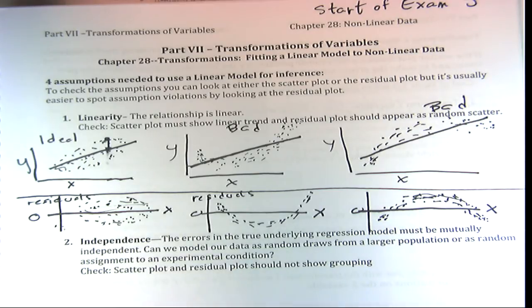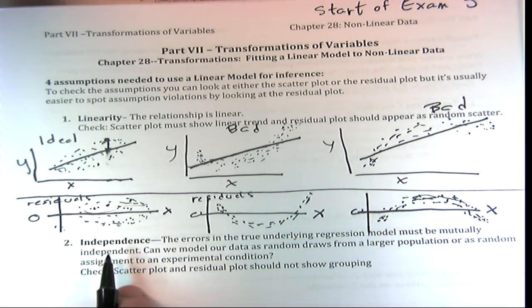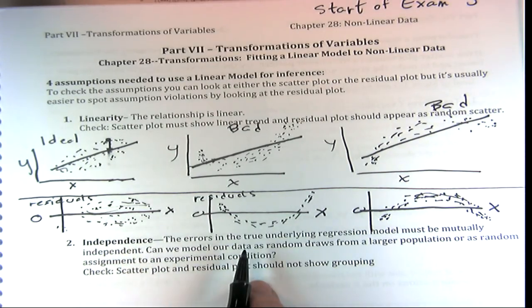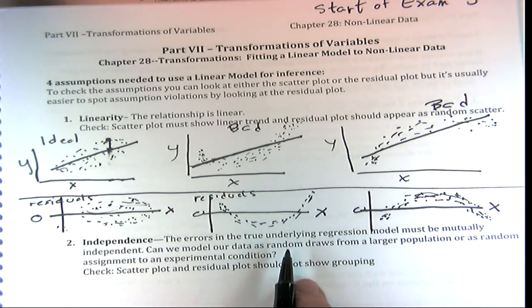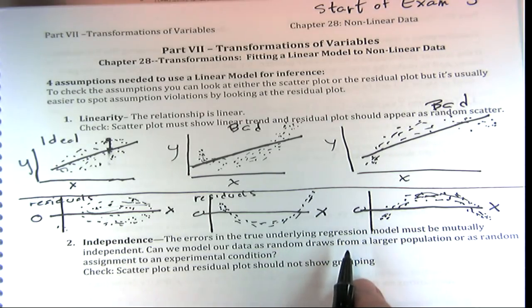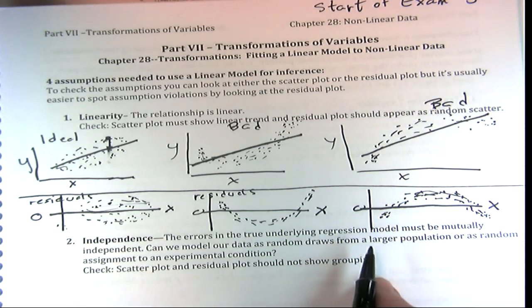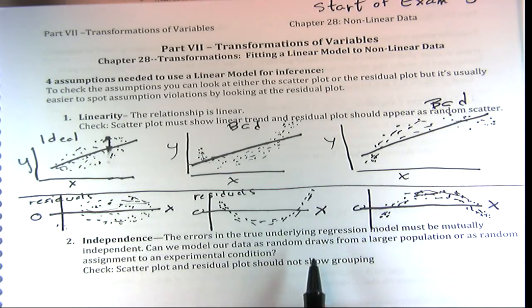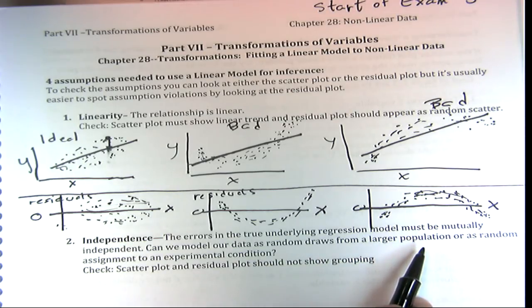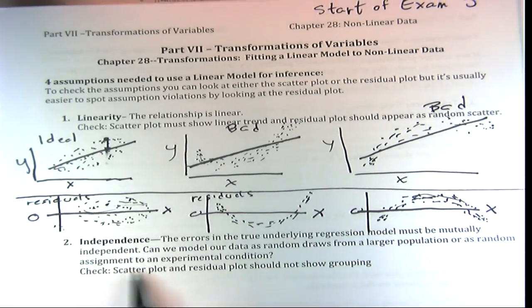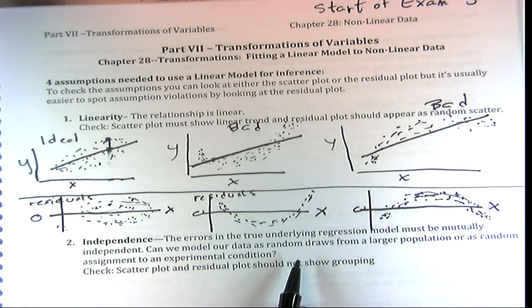Independence is, in all our models, this independence assumption is extremely important, and it says that the errors in the true underlying regression model must be mutually independent. And another way of thinking of this is, can we model our data as random draws from a larger population, or as random assignment to an experimental condition? Basically, you don't want any clumping or grouping.